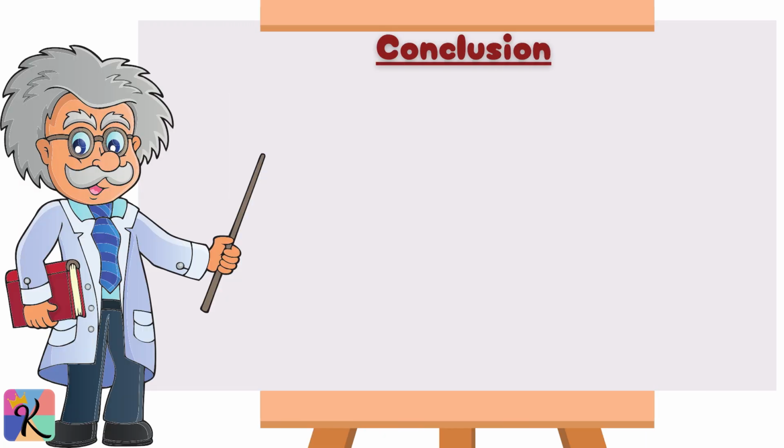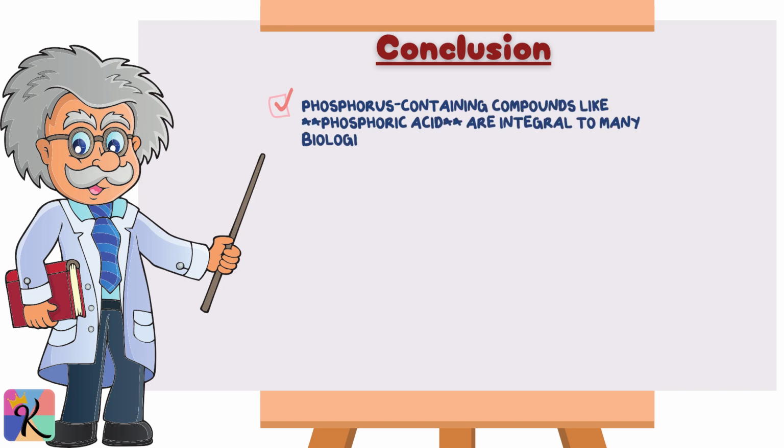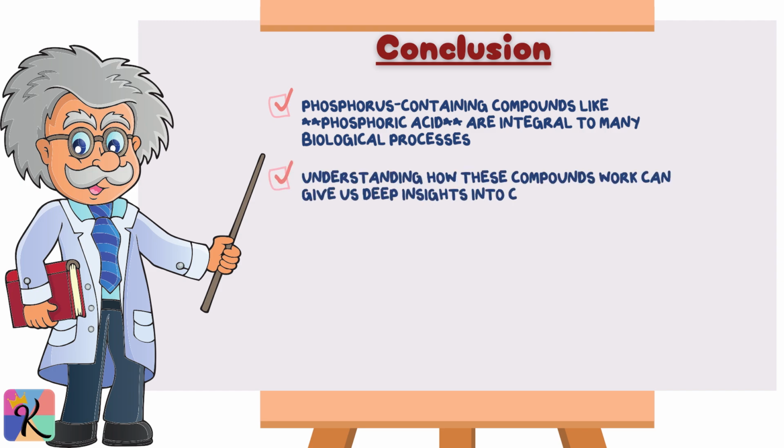Alright, so to wrap up, phosphorus-containing compounds like phosphoric acid are integral to many biological processes, from serving as key components in DNA structure to driving the energy transactions in ATP. Their unique properties make them invaluable. Understanding how these compounds work can give us deep insights into cellular function and open doors to innovative medical treatments.